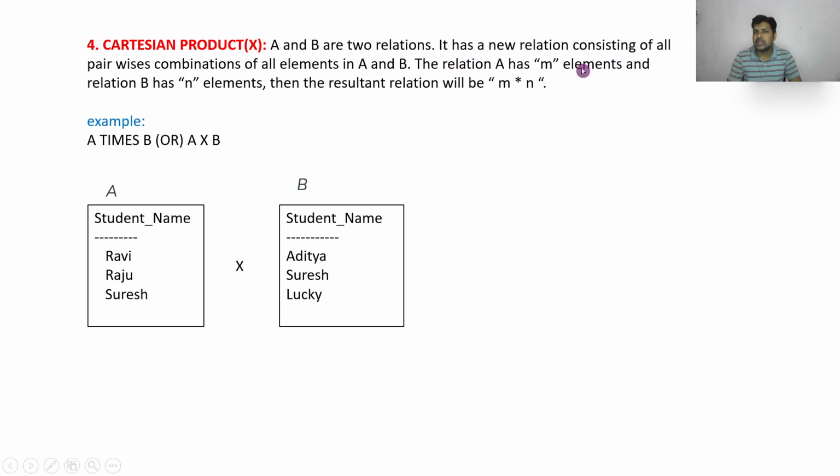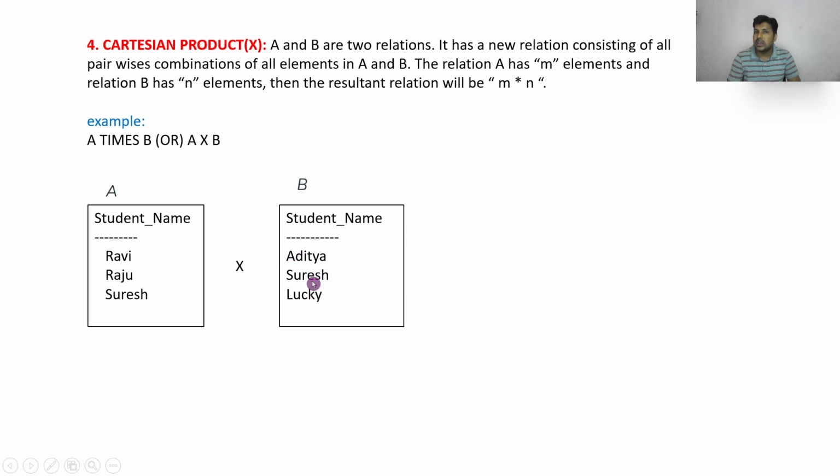So a new relation consists of all pairwise combinations of all elements in A and B. So you can see Ravi Aditya, Ravi Suresh, Ravi Lucky, Raju Aditya, Raju Suresh, Raju Lucky, Suresh Aditya, Suresh Lucky. Each pair will be separate.